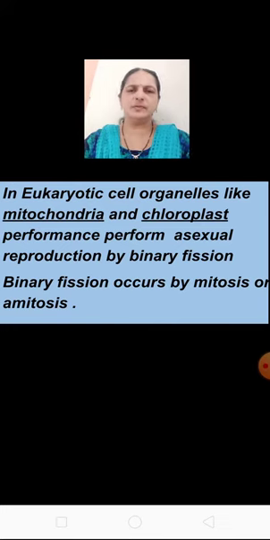Okay, they also perform asexual reproduction by binary fission. Binary fission occurs by mitosis. Mitosis, we learned, or amitosis. What is amitosis? It is just a division of the cell. There is no formation of spindle and no chromosomes are involved. Amitosis means just a division of the parent cell.